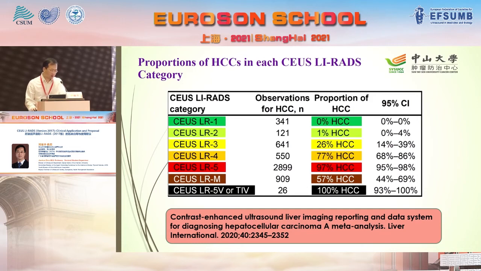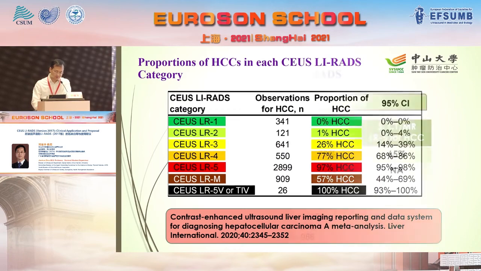And when we look at the proportion of HCC in CEUS LI-RADS, we found that almost 93% of LR5 lesions were HCC. But for LR-M, the proportion of HCC is higher. 47% of HCC was found in LR-M lesions.